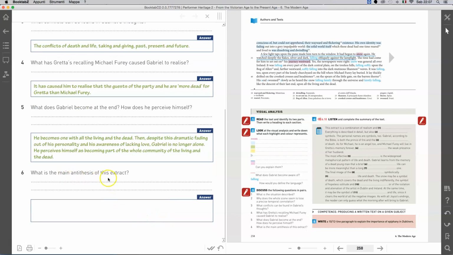What is the main antithesis of this passage? It is the metaphorical pattern of life and death. Throughout the story, the living are shown as spiritually dead, and though Michael is physically dead, he is alive in Greta's heart.